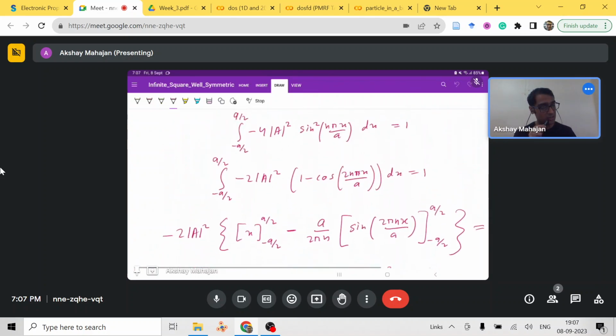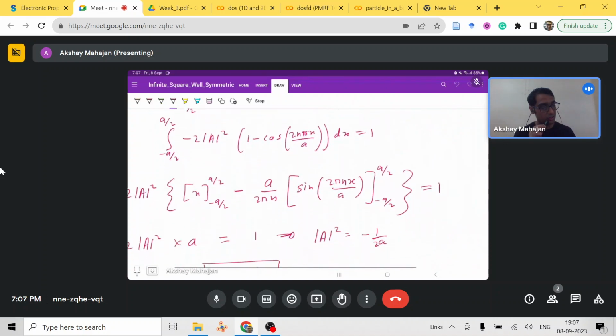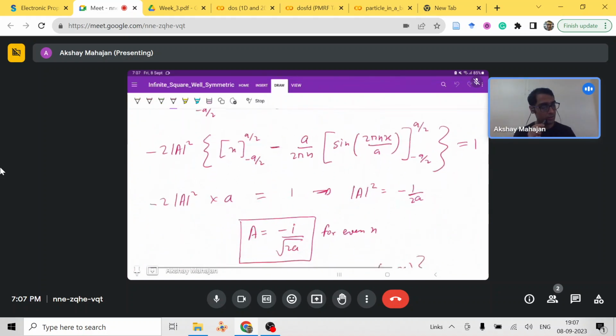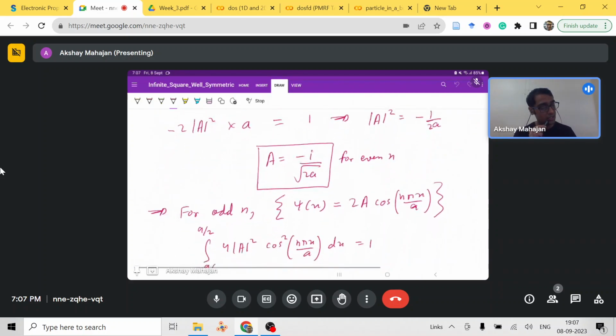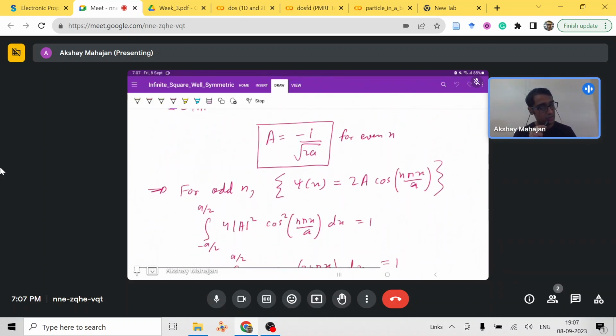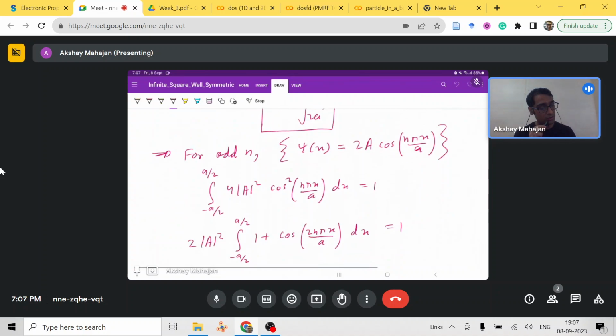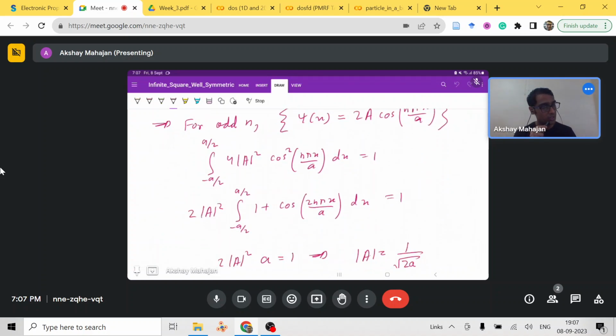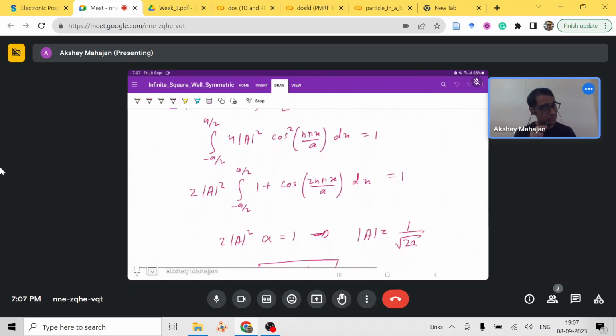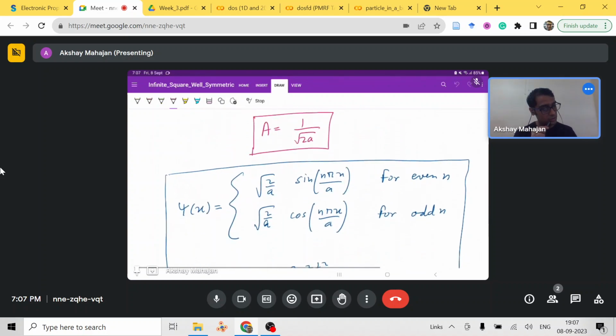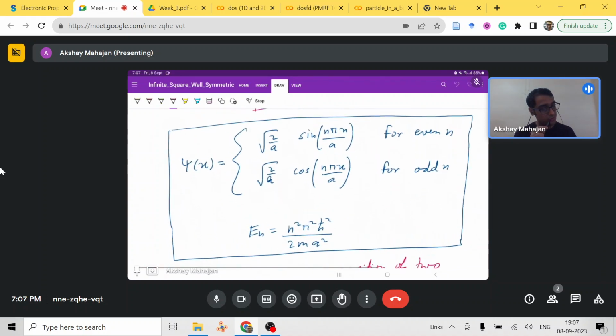This has been discussed in the last session, so I'm just going through it. You can go through that last session video to check in detail. But basically from this we can get our normalization constant. We will use the normalization constant, which will give us the real wave functions. And so going through all this we get our wave function.